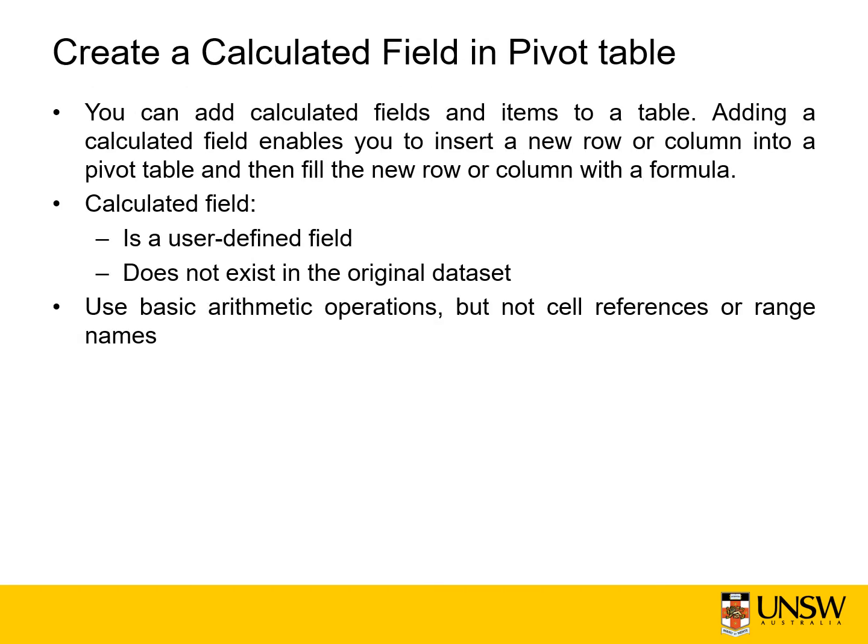One of the useful features that you can add to your pivot table is called a calculated field. With the use of the calculated field, you can add a new field that doesn't exist in your original data and use this new field to show the calculation results of the other fields. For example, it can be used to show the summation of two other fields.